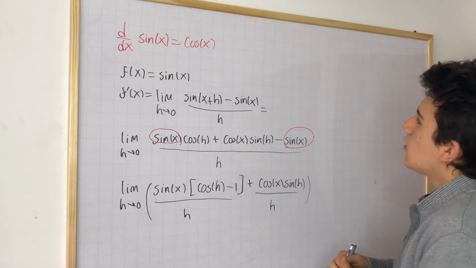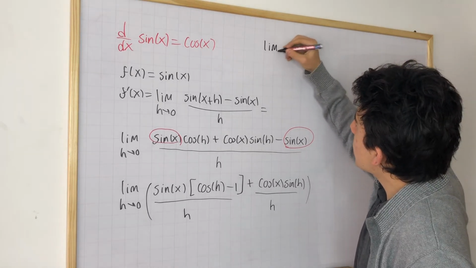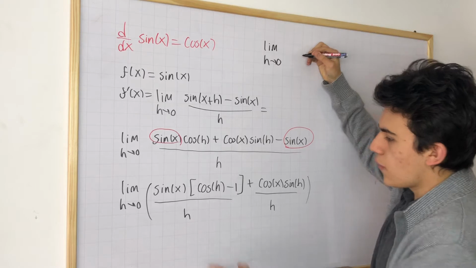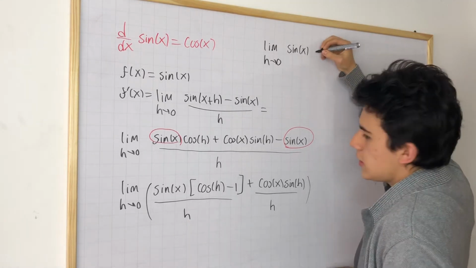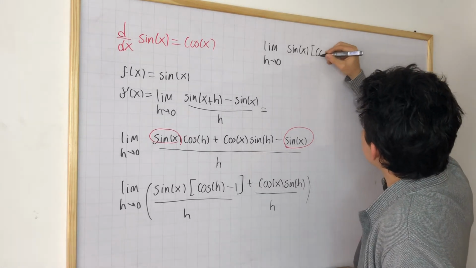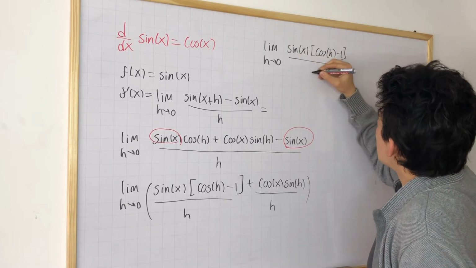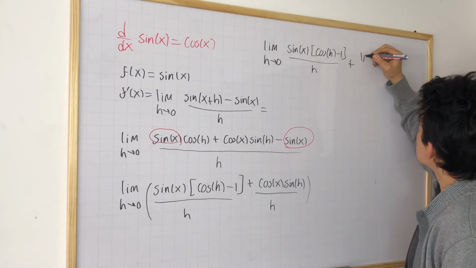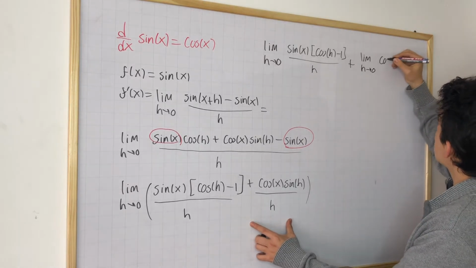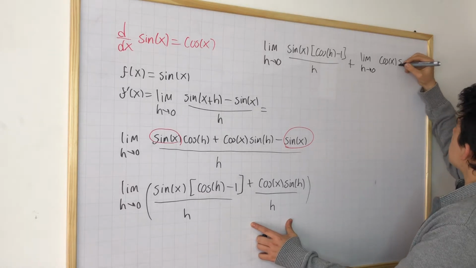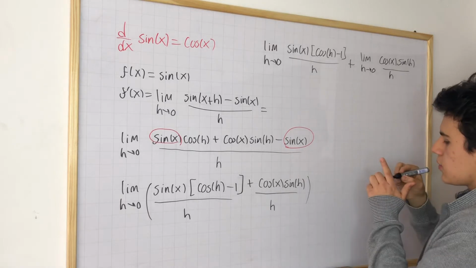So let's do that. In this case, I'm gonna rewrite it up here. So we're gonna have the limit as h approaches 0 for, now this side, sine of x times cosine of h minus 1 over h, plus the limit as h approaches 0 for this side. So we have cosine of x times sine of h, and this entire thing divided by h, okay?